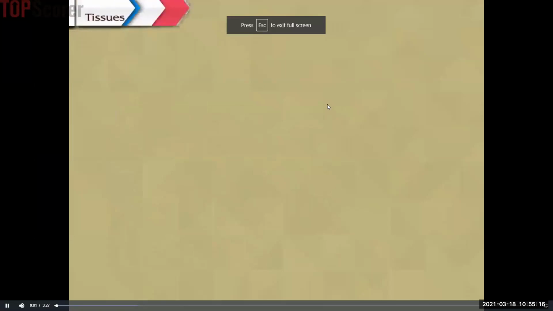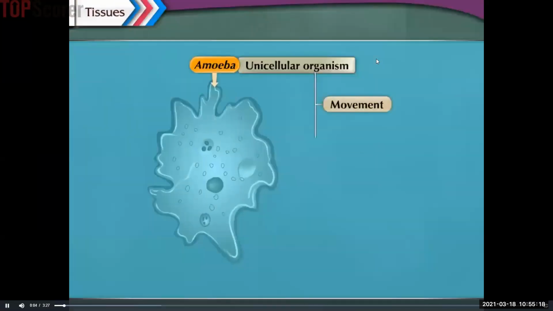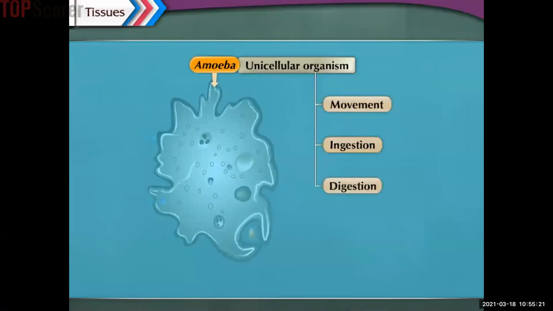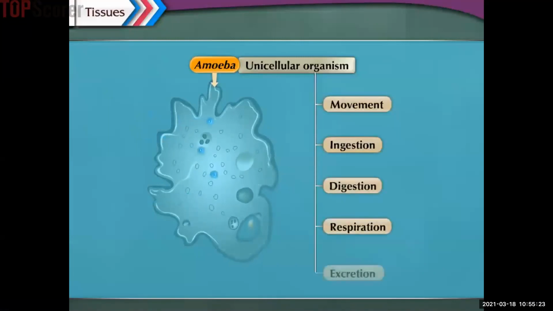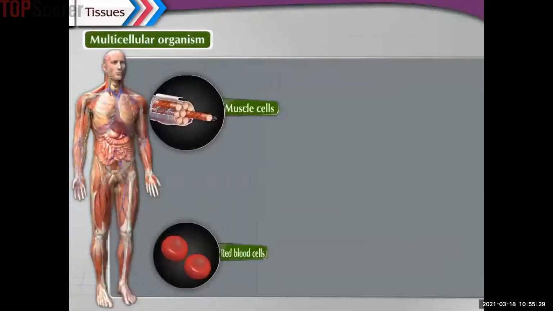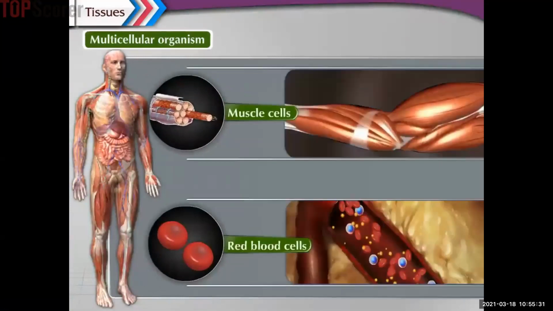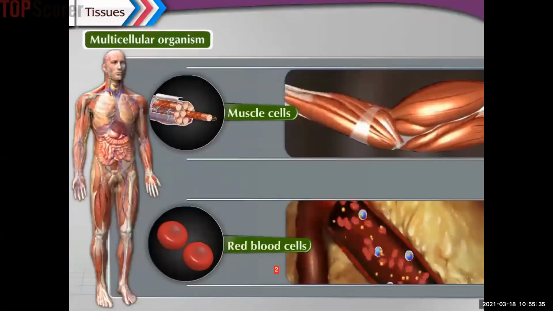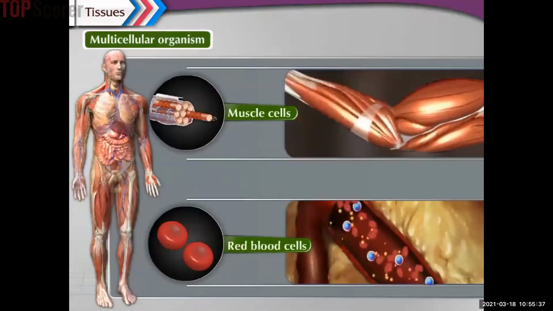Tissues. In unicellular organisms like amoeba, all the functions are carried out by the organelles of the cell. But most living organisms are multicellular. In such organisms, groups of cells come together to carry out the various functions. To understand this, let us take into consideration this order.